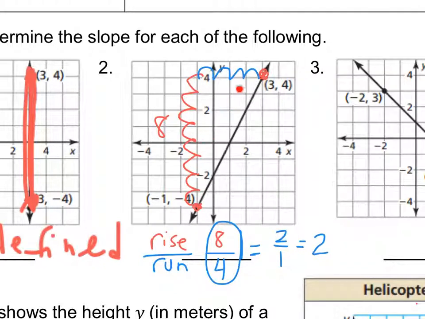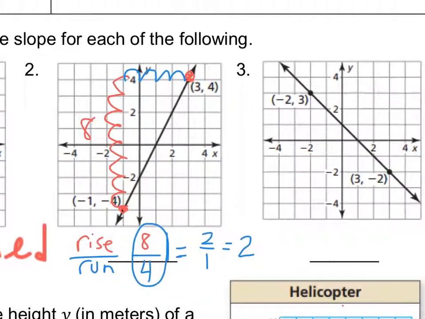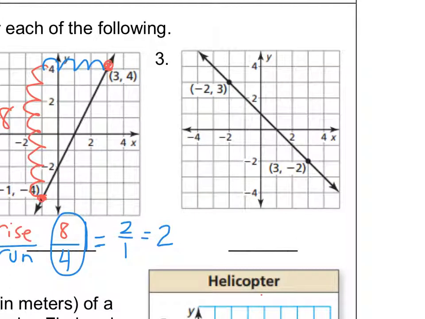So puff, puff, puff up the mountain. It's a positive slope, so it's going to be a positive 2. Okay, now let's look at this third graph. So first question, is this going to be a positive or a negative slope? Well, it's going to be a negative.